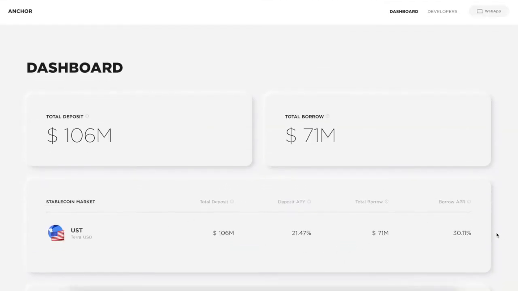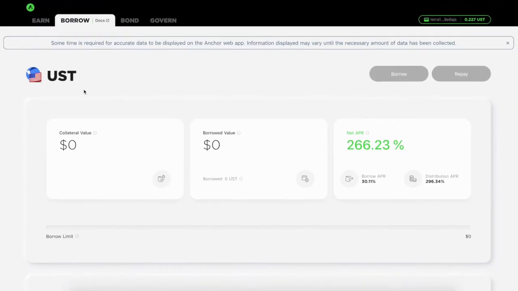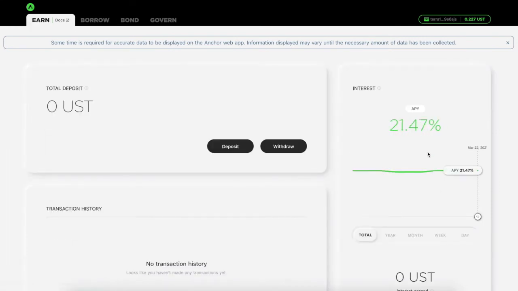So you guys can see currently right now, the borrowing APR is 30%. Now you guys are like, oh, well, that's high. And the earning interest rate on it right now is 21%. So that other 9% is, I guess you can call it, a buffer zone. So that goes to the Ancor ecosystem.